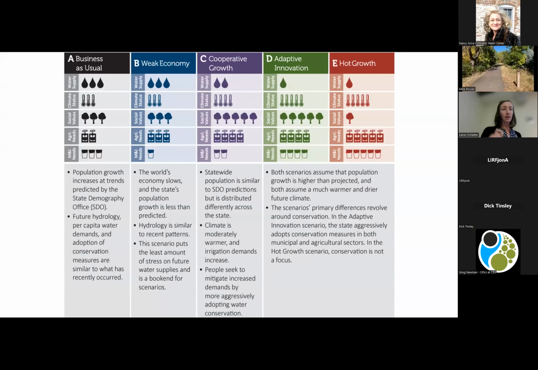Education, climate, water supply, social values, agricultural needs, municipal and industrial needs. So they kind of pull all these different levers to get these different scenarios.